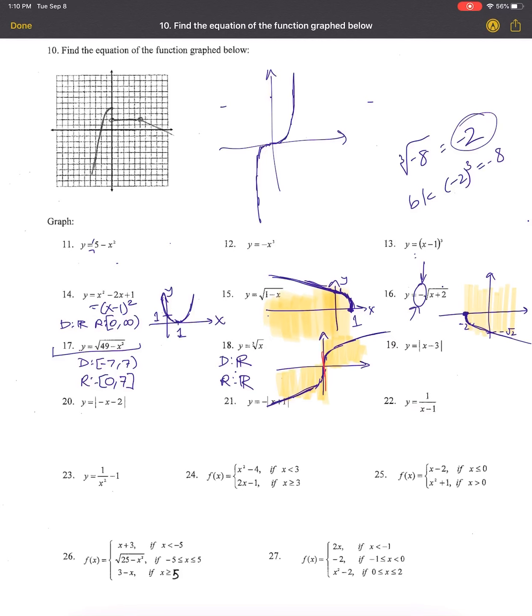All right, number 19, home stretch. For number 19, I have my absolute value function, which is my v. How do I know if the v is opening up or down? Well, I look outside the absolute values, and because outside the absolute values is positive, it's going to be opening up. Where is it centered? Meaning, where is that anchor point? Okay, well, when is the stuff inside 0? It's 0 at x equals 3, right?